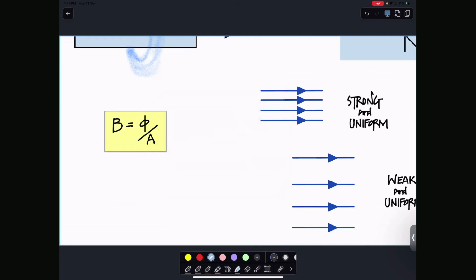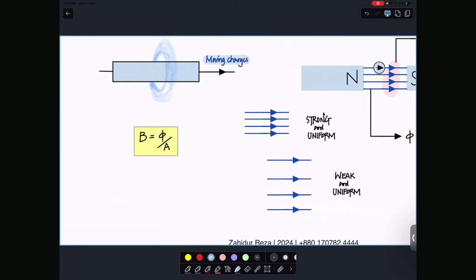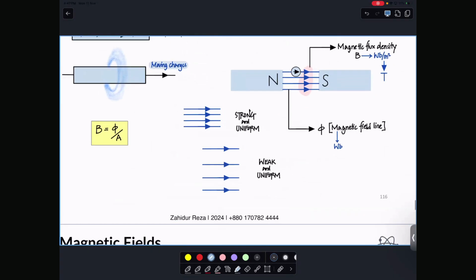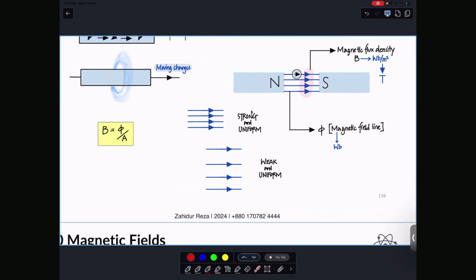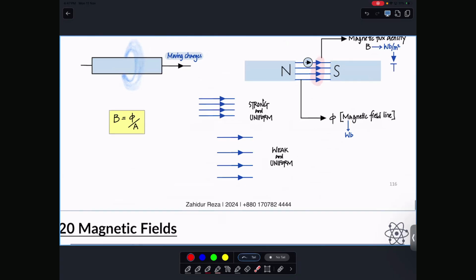Is it okay? So it compares the strength, right? If you want to compare the strength of 2 magnets, would you compare their phi or would you compare their B? B. Okay, I'll give you more examples. It's actually a very interesting idea.